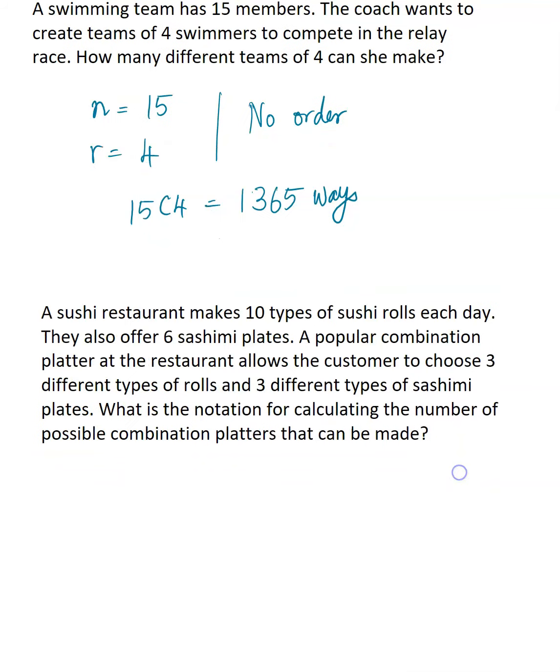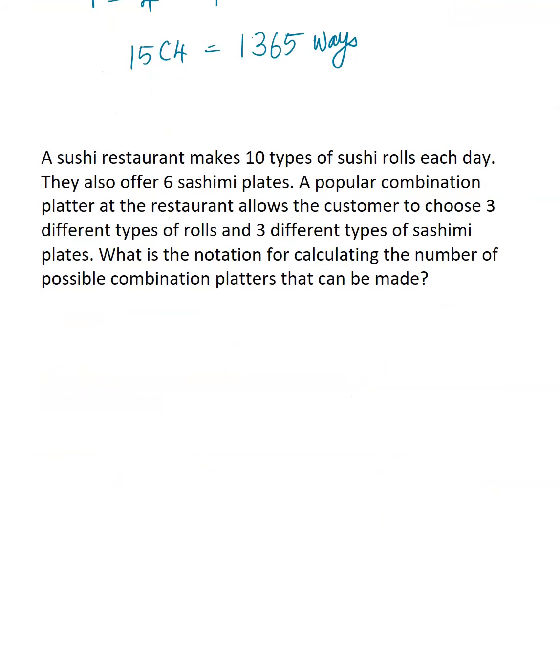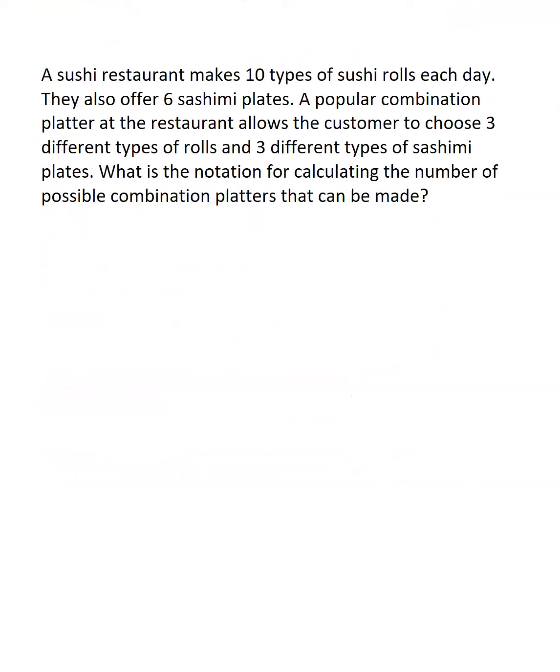If all the swimming made you hungry, here we go to a sushi restaurant which makes 10 types of sushi rolls each day. They also offer 6 sashimi plates. A popular combination platter at the restaurant allows the customer to choose 3 different types of rolls and 3 different types of sashimi plates. What is the notation for calculating the number of possible combination platters that can be made?